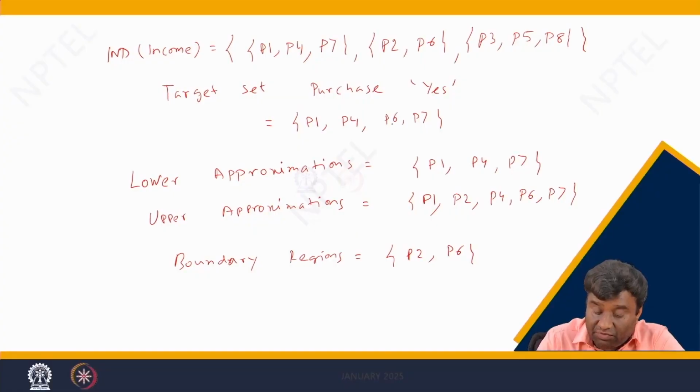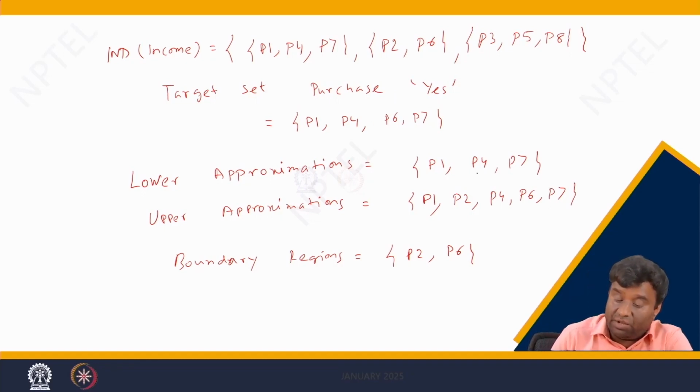So to find the lower approximation: P1, P4 and P7 are completely within the target set, and P6 is there but P2 is not there, so that will not be included. So the lower approximation is P1, P4 and P7. The upper approximation is the non-null intersection, so P2 and P6 will be included: P1, P2, P4, P6, P7. And the boundary region for yes is P2 and P6.